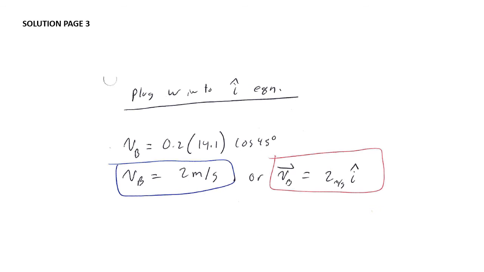Now we can take that value for our omega and plug it back into our i component of our equation here. So we do that there. We say, okay, for our i equation, we had v sub b is equal to 0.2 times omega. So we plug in for omega with our 14.1 times the cosine of 45. So from that there, we can get our value for our v sub b. So v sub b is equal to 2 meters per second, or in vector form, we know this is only traveling in our x hat direction to the positive direction, according to our chosen coordinate system where x is positive to the right and y is positive going up. So we now have v sub b is equal to 2 meters per second in our i hat direction.